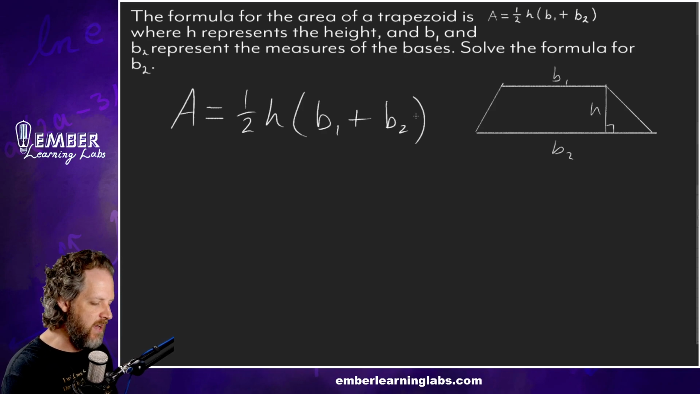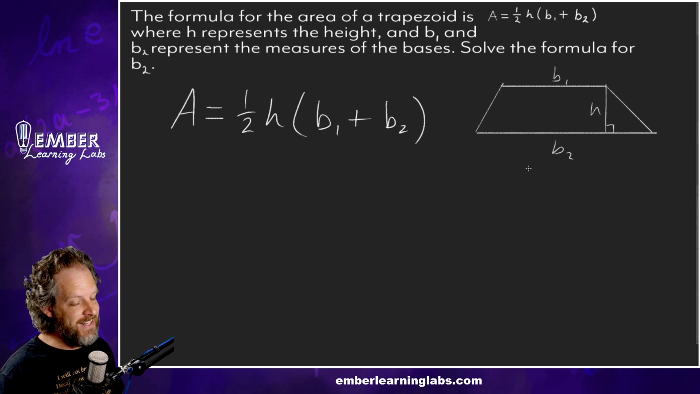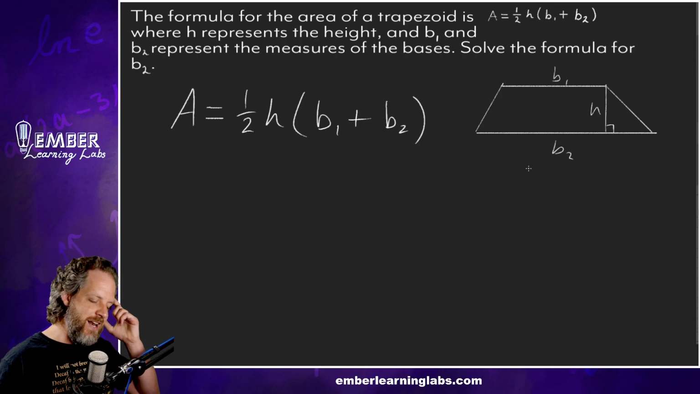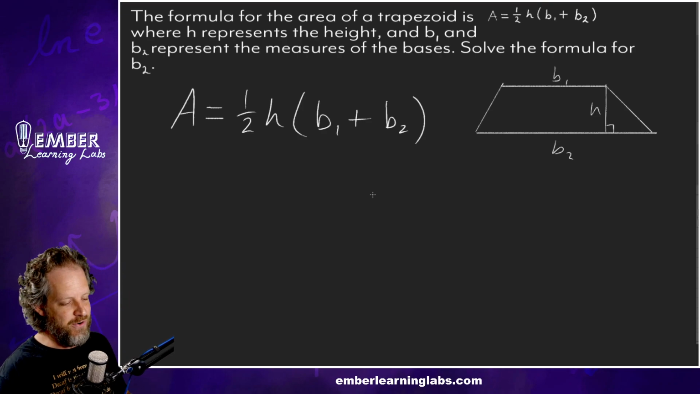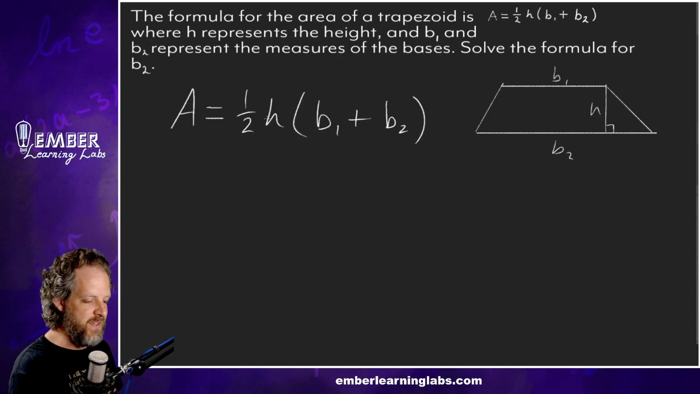So we're trying to get rid of the stuff. We've got to get rid of the stuff on the outside of this parentheses first. Now you could distribute it, right? That might be tempting to do, but if you distribute it, you're going to have to factor it back out again in order to do it. What we need to do is get rid of this stuff first.